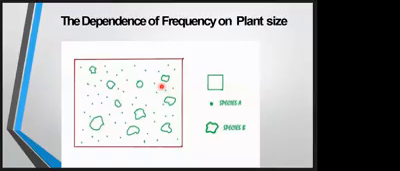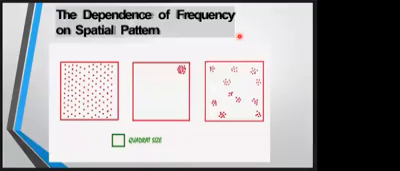Another is the dependence of frequency on plant size. So maybe if this is your quadrat, a 10 by 10 quadrat, then definitely there are small ones here, big ones here. So yes, it doesn't matter. As long as there is the presence of this kind of species in that quadrat, then definitely you'll account for that as frequency. So another is the dependence of frequency on spatial pattern.